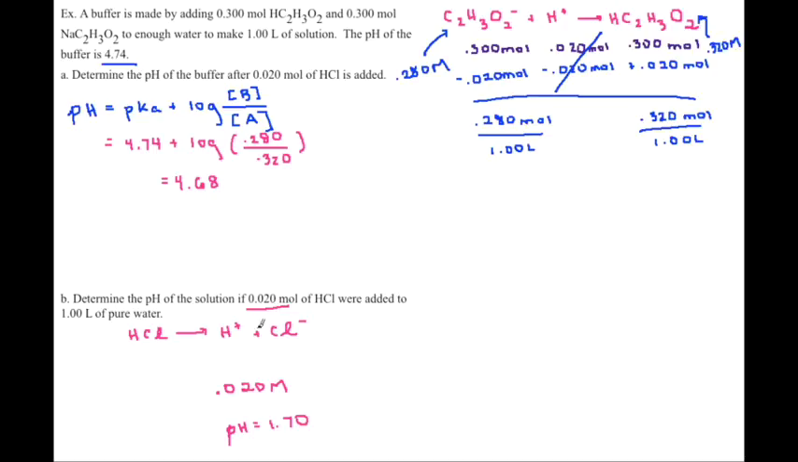Therefore, when I find the pH of this, I find that it's 1.70. So notice how important a buffer is, or how effective it is at reducing the amount that a strong acid can change the pH, because the pH was only changed from 4.74 to 4.68, while here the pH was changed from 7 of pure water all the way down to 1.70. So that shows you the value of a buffer in minimizing the effect a strong acid, or in other examples, a strong base, will have in changing the pH of that substance.